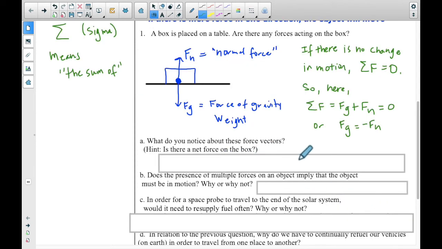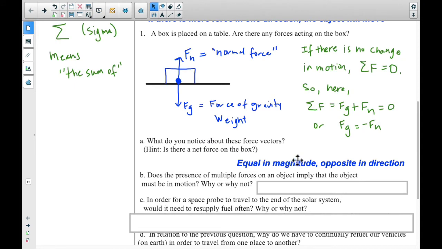Okay, what do you notice about these force vectors? We need to talk a little bit about those vectors, those arrows that we drew. There are some important things about them. And we already talked about this a little bit, but they are equal in magnitude. So the length of the arrow is equal to each other, but they're opposite in direction. And so again, if this is negative 10, this is positive 10.